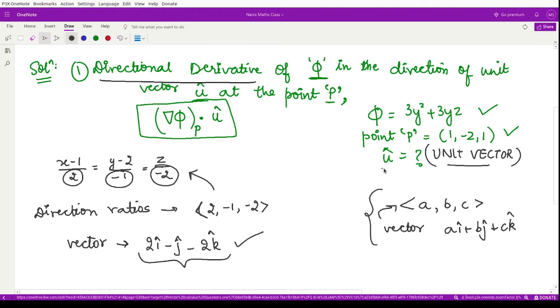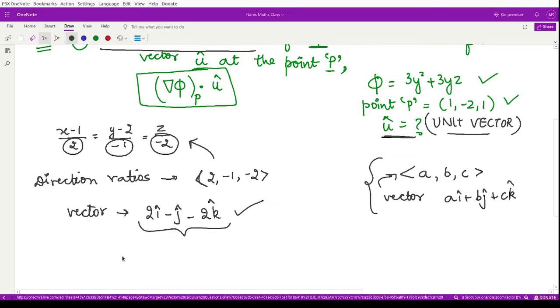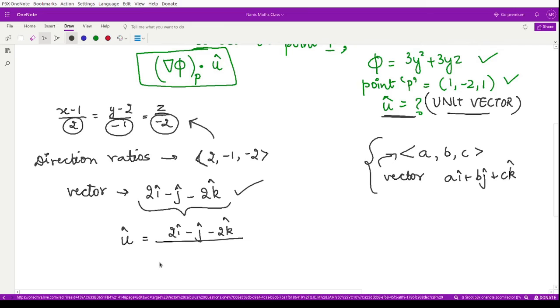But now the point is we require a unit vector. That means your unit vector, say u cap, would be this vector divided by its magnitude. How do you calculate the magnitude of a vector? You just take the square root of the sum of the squares of each of these components. So it would be 2 square plus minus 1 square plus minus 2 square, so 4 plus 1 plus 4, that is 9. When you take the square root, it would be 1 by 3 times 2i cap minus j cap minus 2k cap. So this is the required u cap vector.